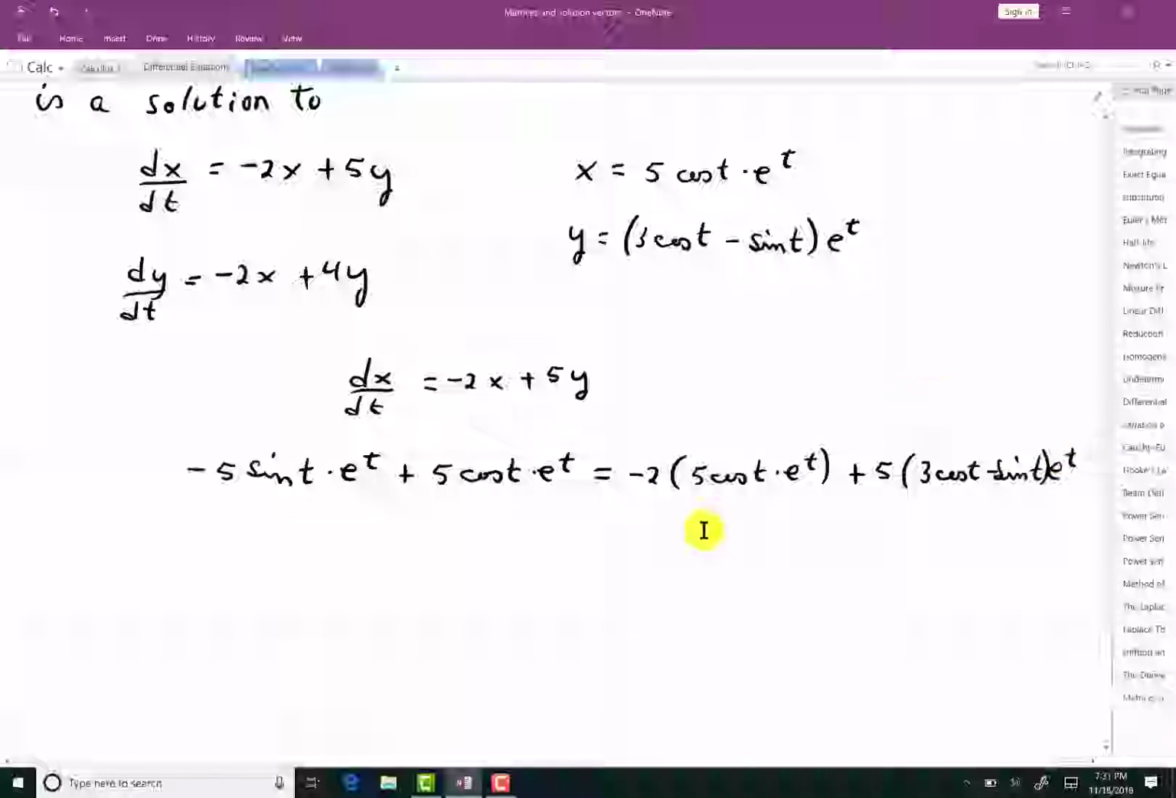And let's see if it all jives. Here, there's not much I can really do on this side, except I could factor out an e to the t and even a 5. So if I take out a 5e to the t, that'll leave me with negative sine of t plus cosine of t.